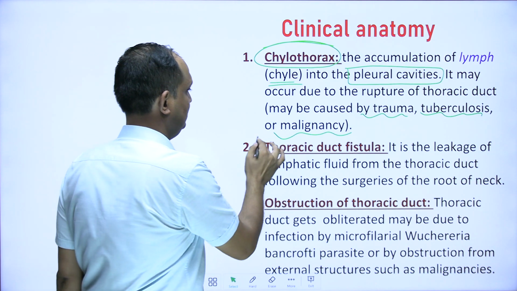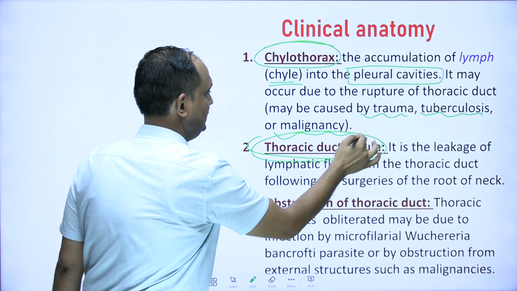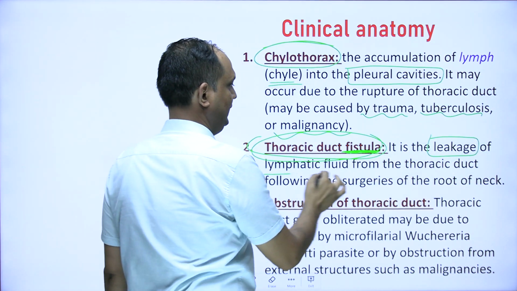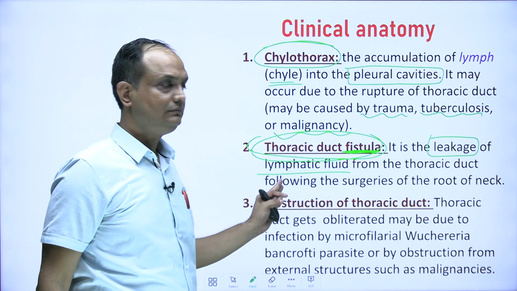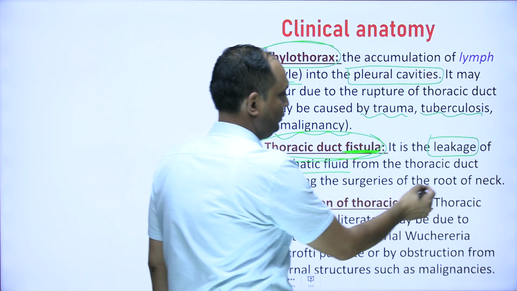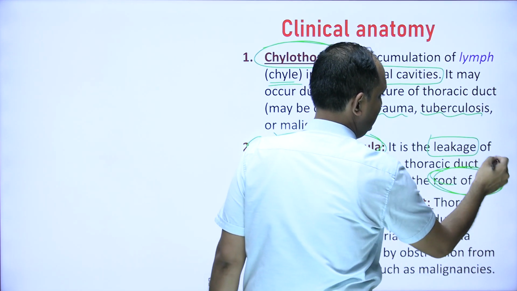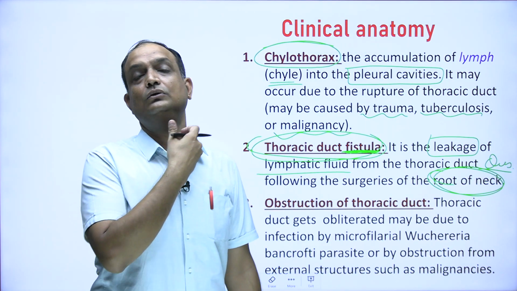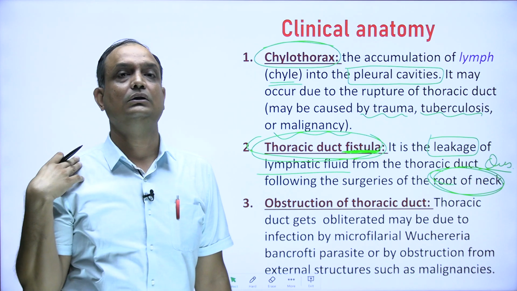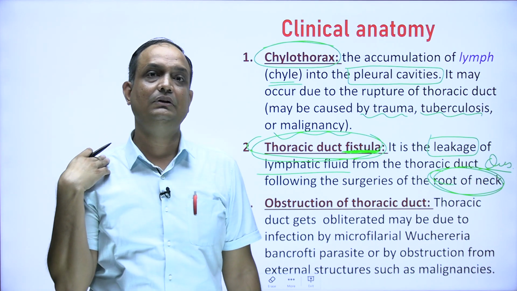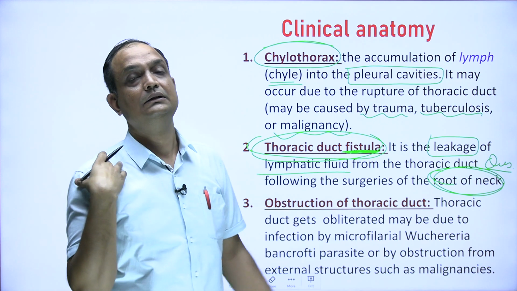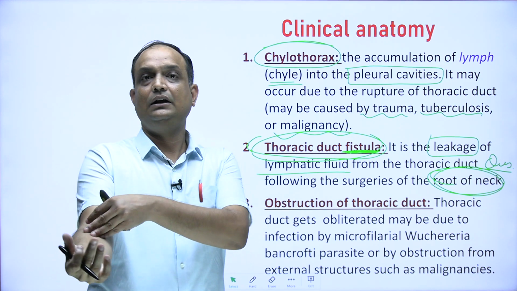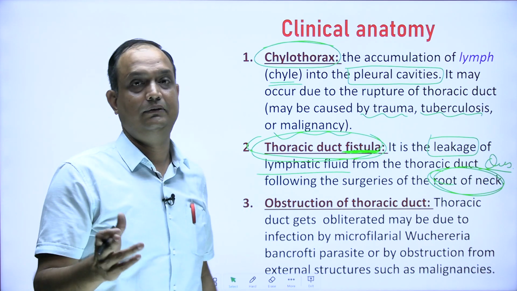The second applied aspect is thoracic duct fistula. Fistula means a small leakage occurs, and this is leakage of the lymphatic fluid from the thoracic duct due to surgeries in the root of the neck. Now, I am saying this again and again, that in the root of the neck, it will be injured only when you have some procedure on the left side, not on the right side. If the injury occurs on the right side, then the cause is not the thoracic duct, it is the right lymphatic duct, which drains the right side of the body above the diaphragm.